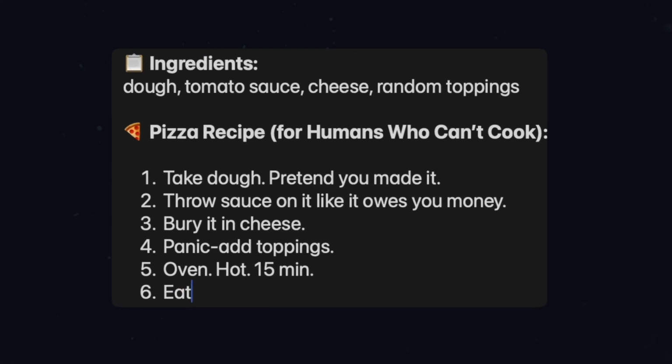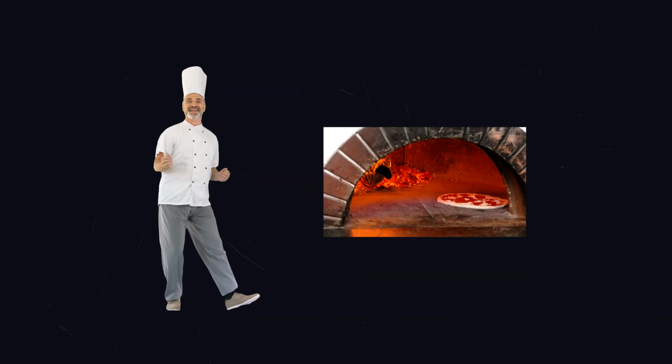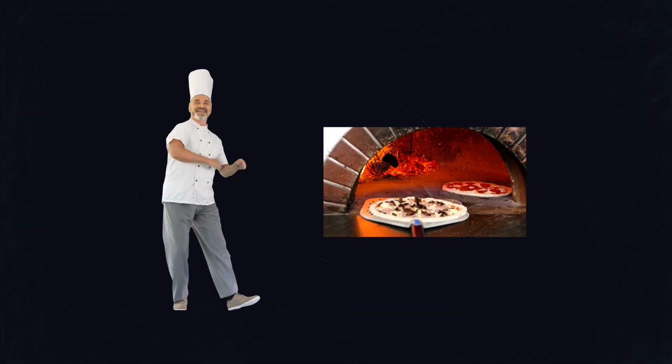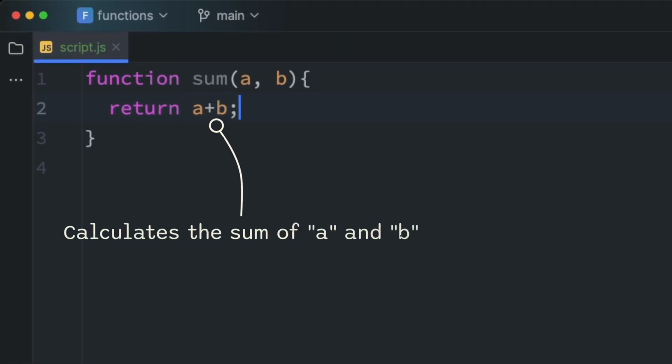Basically, a function is like a recipe. You write the ingredients and steps once, then you can make the same dish anytime you want. Take a look at this example function. It calculates the sum of two numbers.